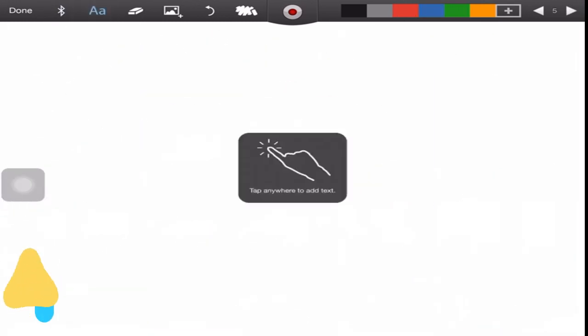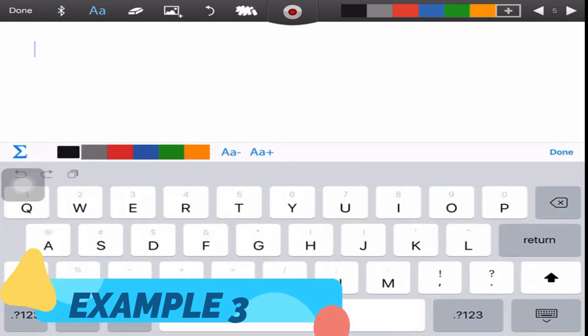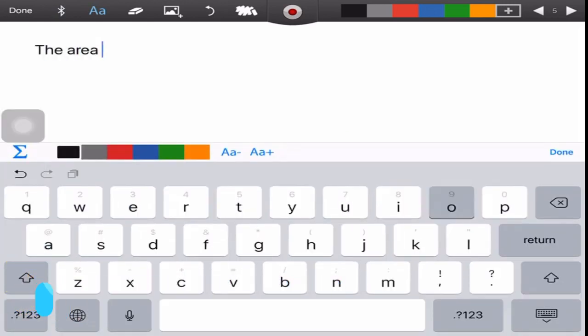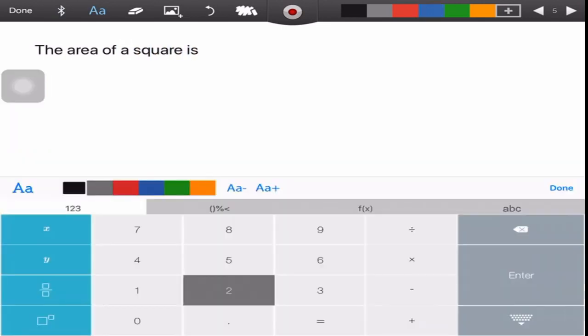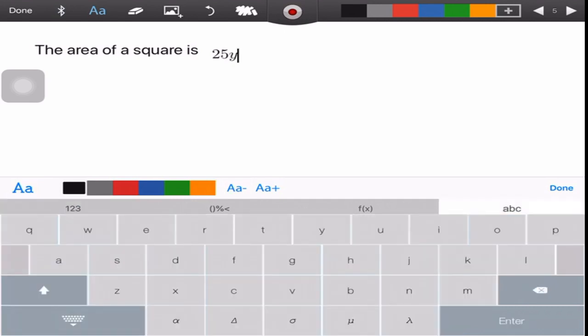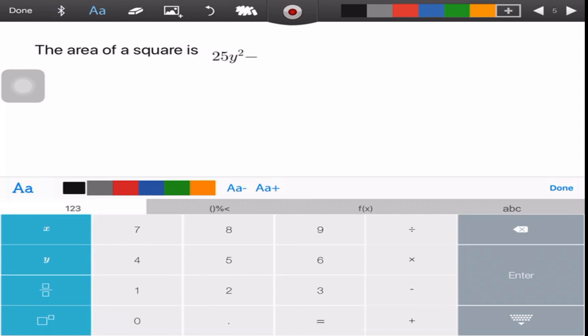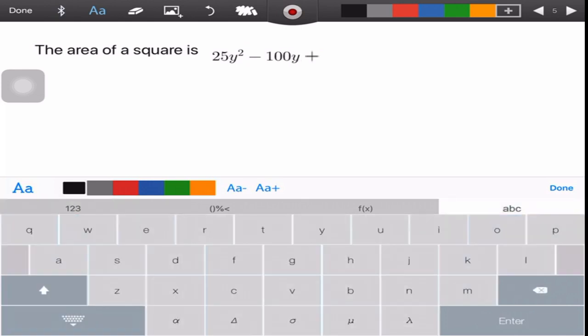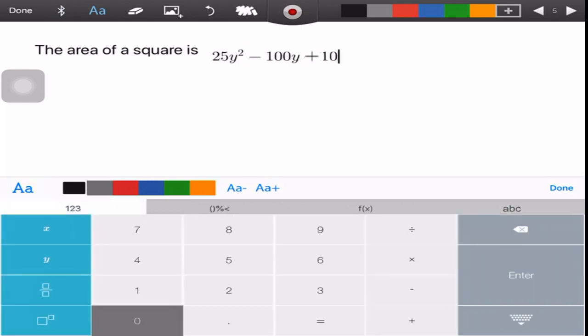Let's have the third problem. The area of a square is 25y squared minus 100y plus 100.